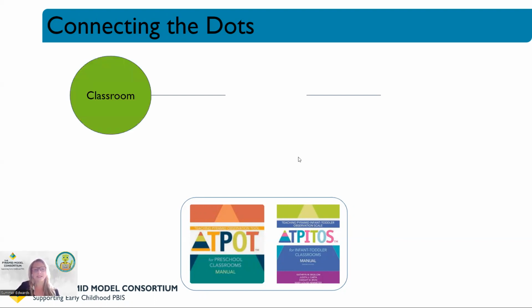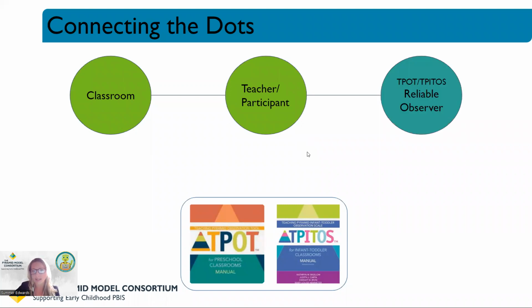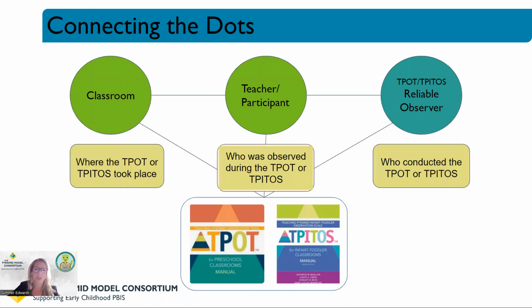So the three main dots that we're going to be connecting are, first, the classroom, which we have to know, where the TPOT or TPITOS is occurring. We also need to connect who is participating in that TPOT or TPITOS observation. So is it the teacher or the participant? And then the third dot that we're connecting here is the person doing the TPOT. So that is our reliable observer.